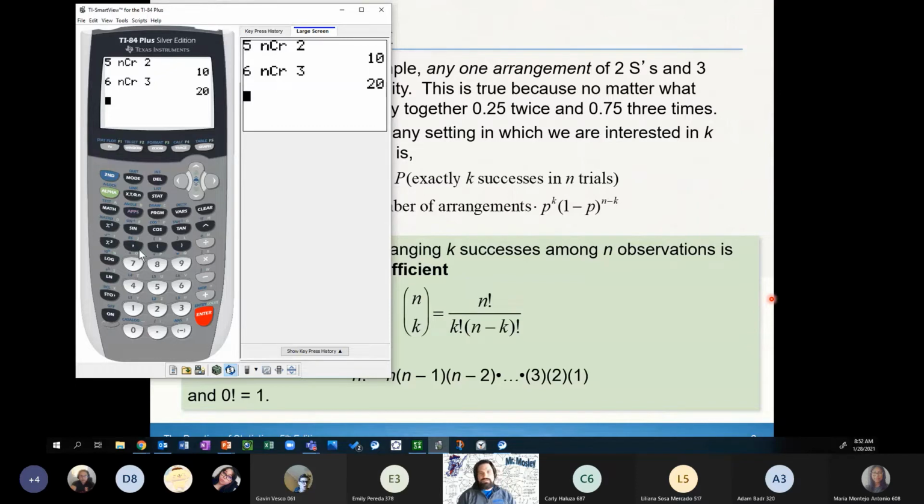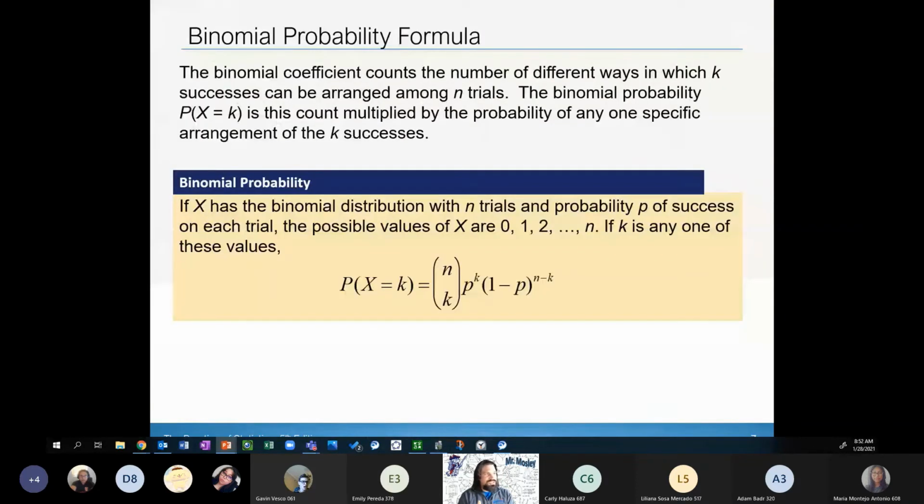This formula, the binomial probability formula. The binomial coefficient counts the number of different ways in which k successes can be arranged among n trials. The binomial probability, P of x equals k, is the count multiplied by the probability of any one specific arrangement of the k successes. Right?